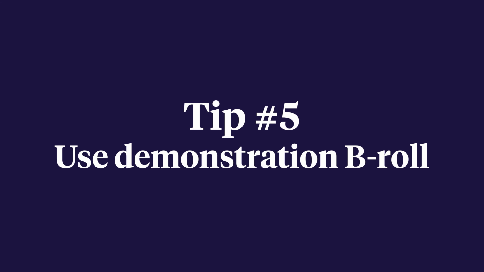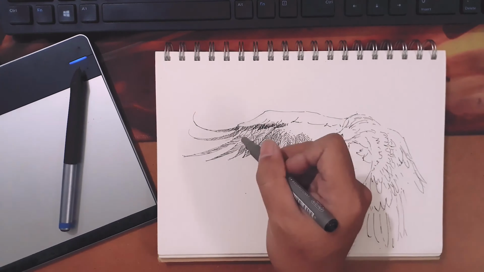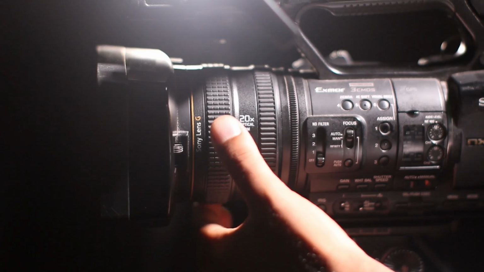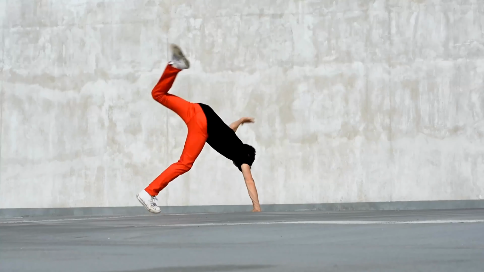Tip number 5. Use demonstration B-roll. And just when you didn't think we could possibly make our videos more engaging, I dropped this tip on you. Demonstration B-roll are cutaway shots where you're demonstrating how to do what you're teaching. Examples can include overhead shots of a teacher drawing or crafting something, shots of a teacher setting up equipment, or shots of a teacher performing an exercise or dance move.